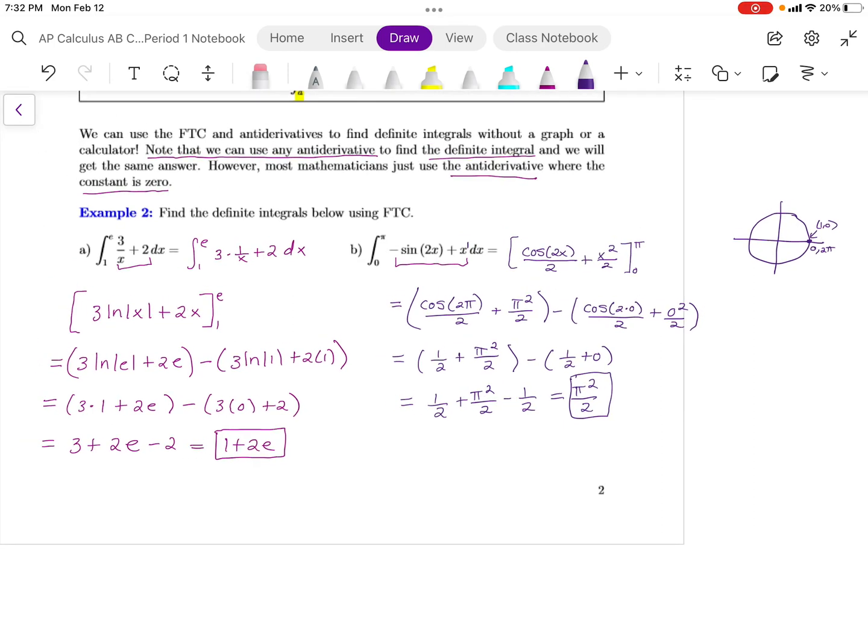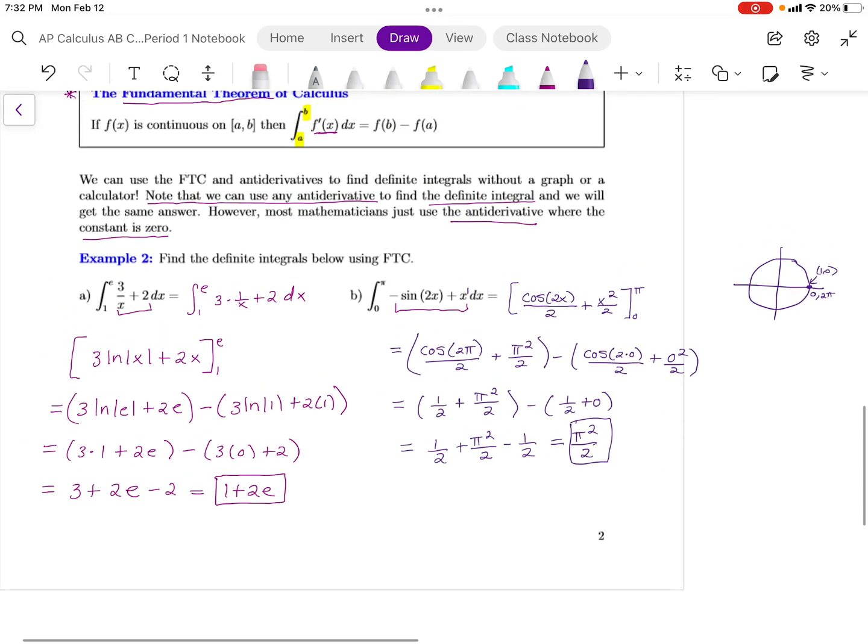So that's the fundamental theorem of calculus, right? Just going back, it basically says if you have a definite integral from a to b of a function, you can find its antiderivative and plug in the bounds and subtract them. So that's basically all we're doing here.